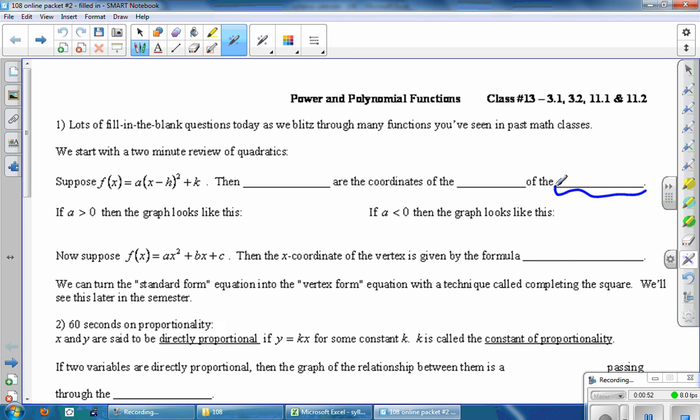This blank right here is the name of the curve that you would get if you graph that function. This blank is the name of a special point on that curve, which is either the high point or the low point. And then right here are coordinates. It's actually going to be some of the letters that you see in this function. So pause the video, see if you can fill in any of those 3 blanks, and then come back when you're done.